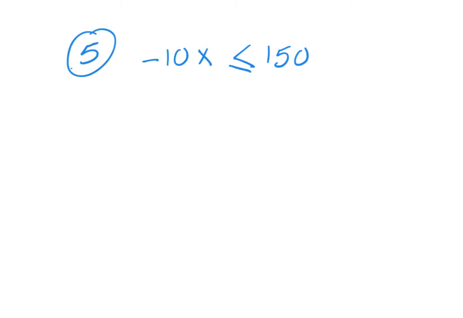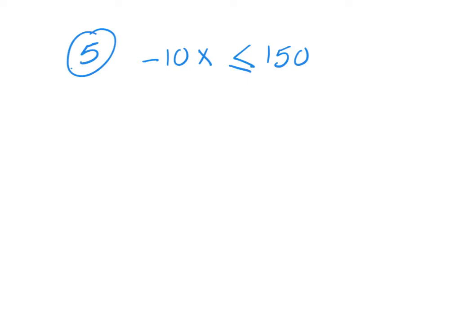In this problem, we're going to learn how we solve an inequality involving multiplication with a negative value. Here we have -10 times x less than or equal to 150. Remember, we need to get rid of -10. Anytime you have an inequality and you multiply or divide by a negative value, you're going to reverse the direction of the inequality. So we're going to change the direction of the inequality.